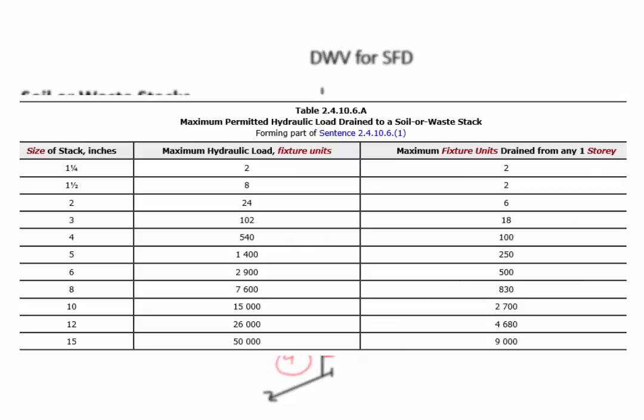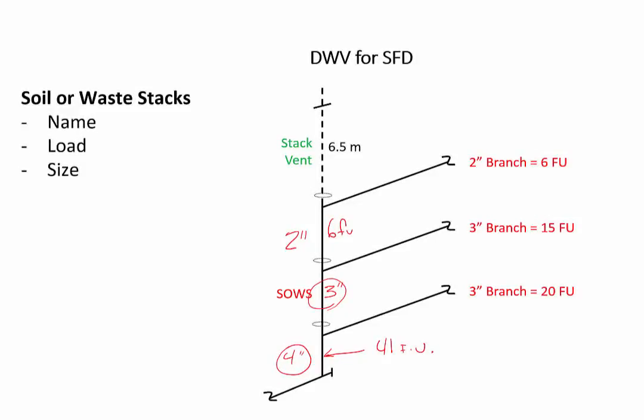The way you use the stack table when sizing is that you have to satisfy the middle column first, make sure you haven't exceeded the total load to the vertical stack, but you also have to satisfy the far right column, making sure that we haven't tried to introduce more load to the stack from one point than is permissible.